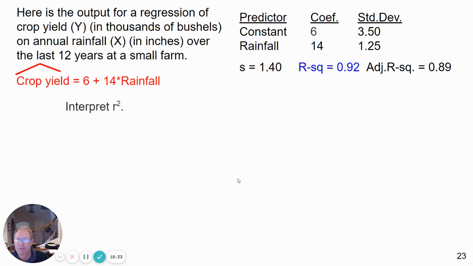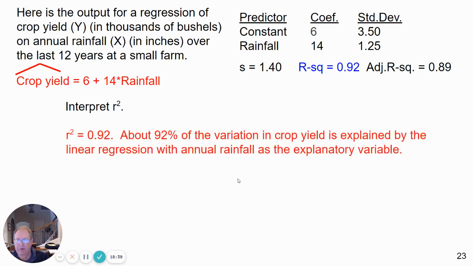Okay, so we can ask you to interpret r squared. So here we have my r squared, and that's equal to 0.92. And the interpretation is this: about 92% of the variation in crop yield is explained by the linear regression with annual rainfall as the explanatory variable.